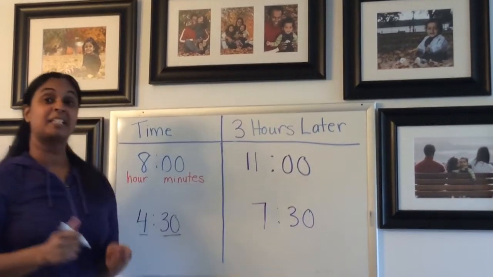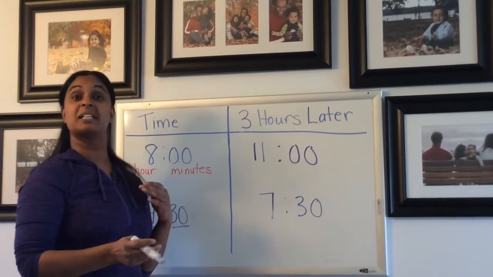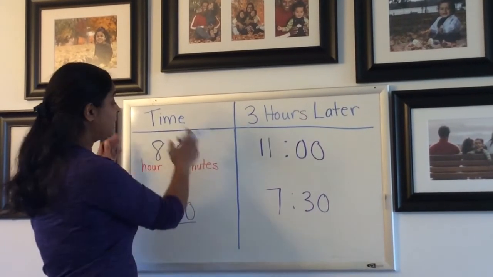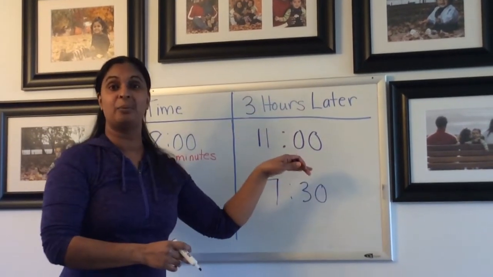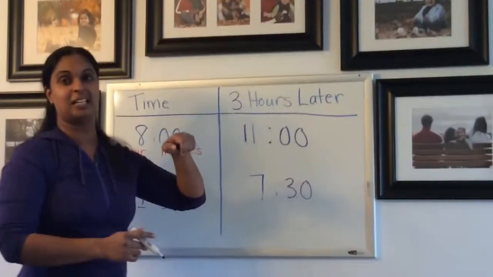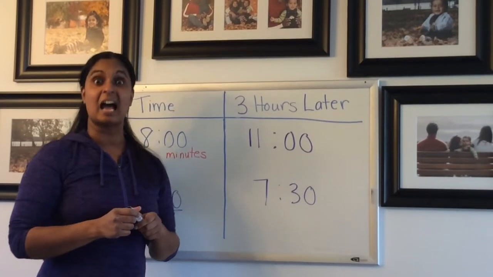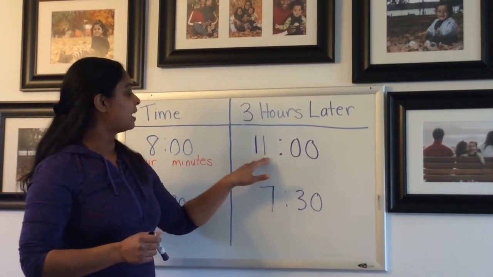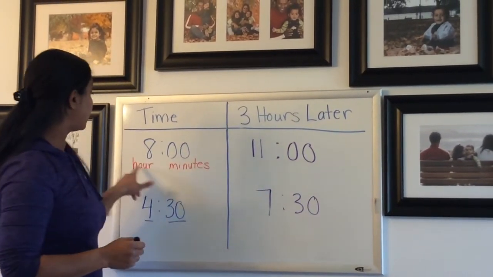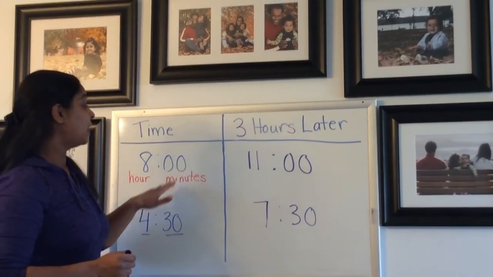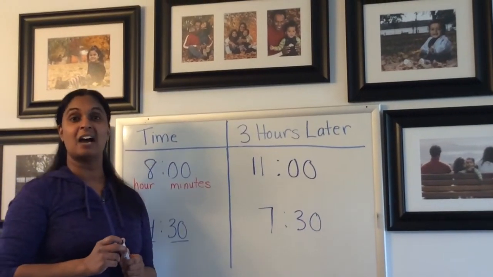All right, so some activities take a long time and some activities take a short time, but if we know where we start, we can find out where we end if we know how long the activity is. All right, so today you're going to work on counting forward in hours. So remember, you're focusing on the hour side of the time and leaving the minute side the same. All right, and just counting forward in hours.